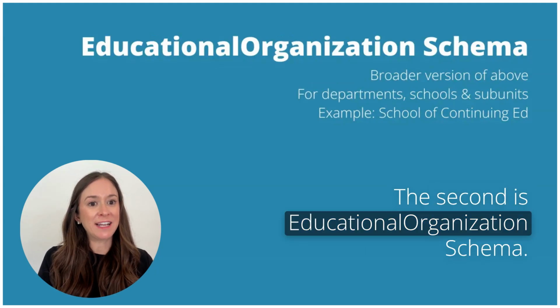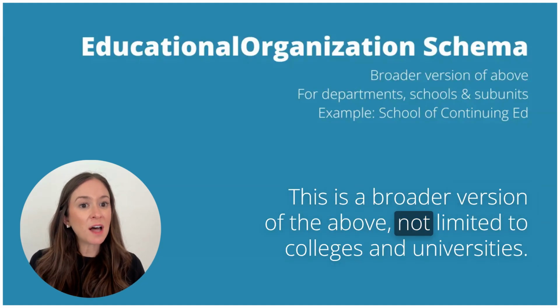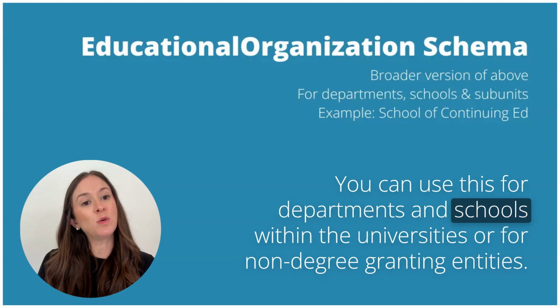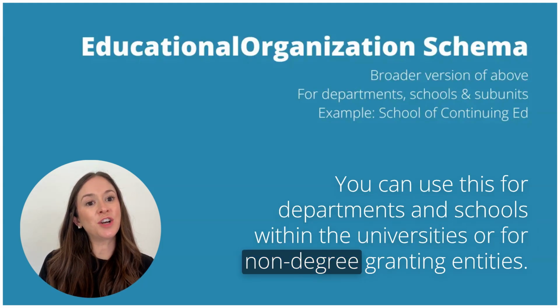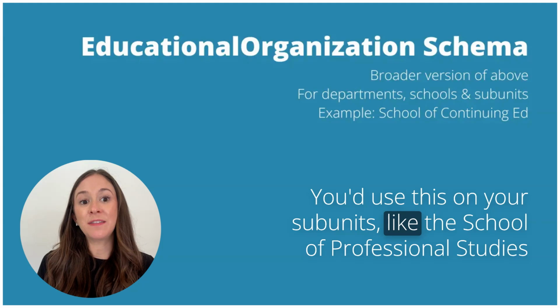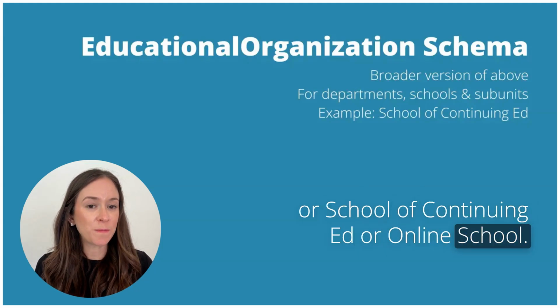The second is educational organization schema. This is a broader version of the above, not limited to colleges and universities. You can use this for departments and schools within the universities or for non-degree granting entities. You'd use this on your subunits like the School of Professional Studies or School of Continuing Ed or online school.